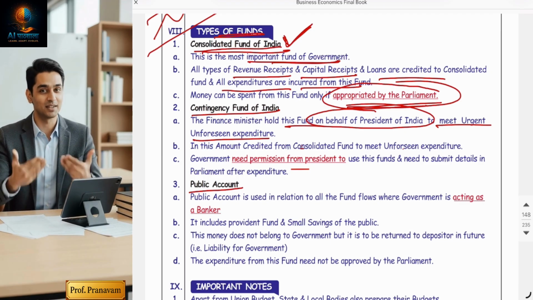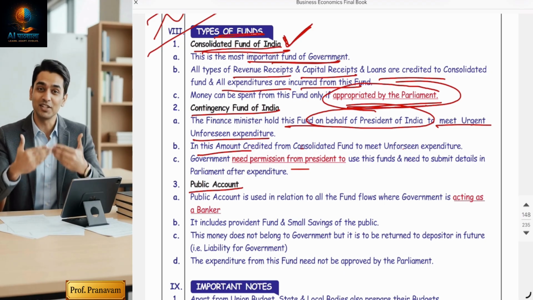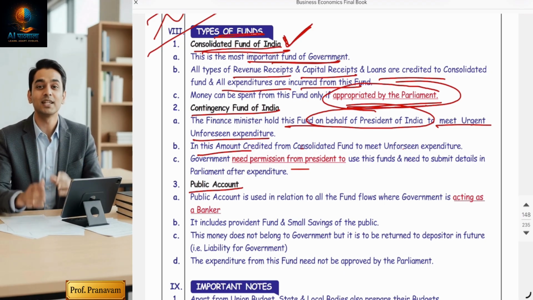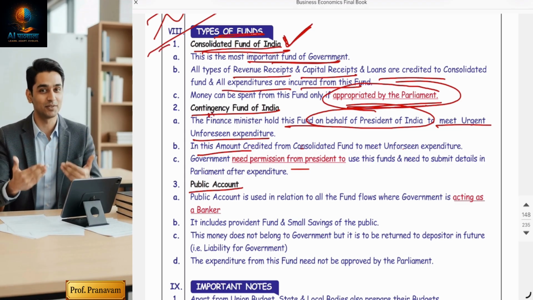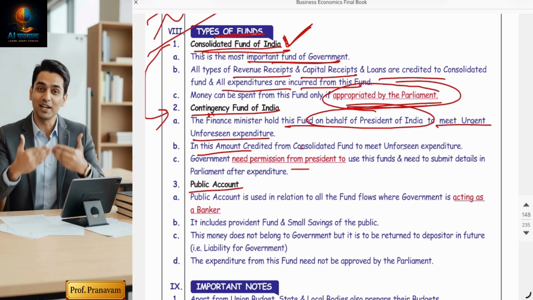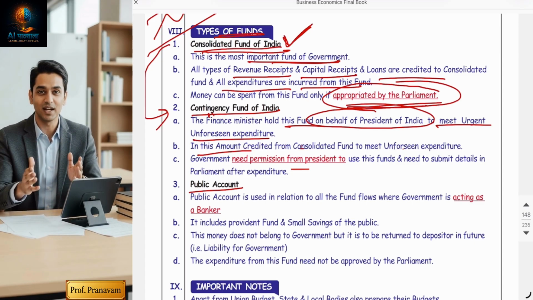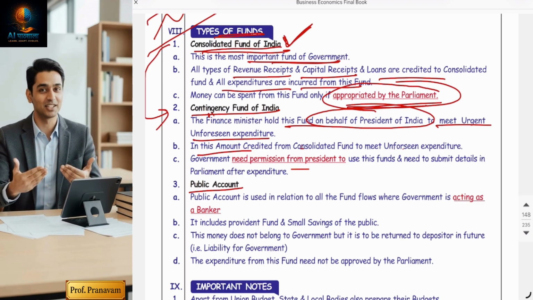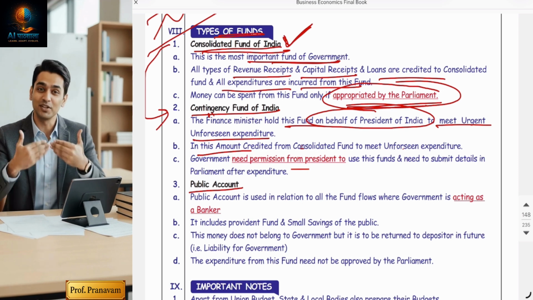Now, guys, in this, approximately 500 crores is kept aside. Where does this amount come from? Money comes into this contingency fund from the consolidated fund. From the consolidated fund, approximately 500 crores is kept aside in the contingency fund to meet emergencies. But this fund can be used with the permission of only and only the President of India.